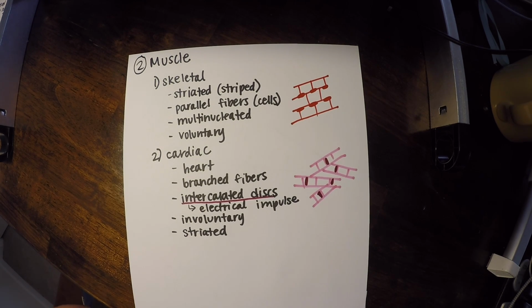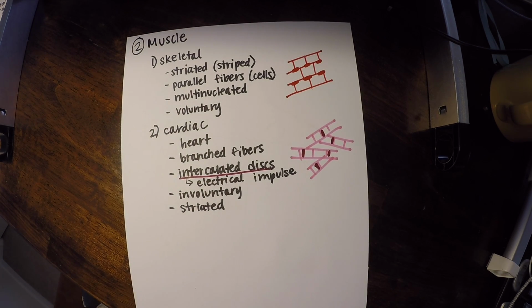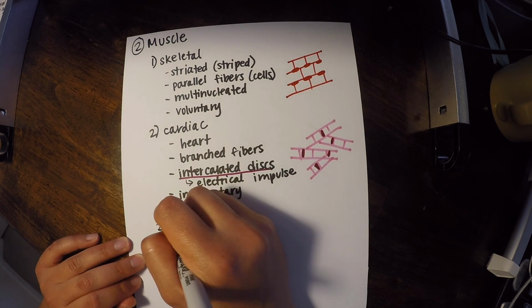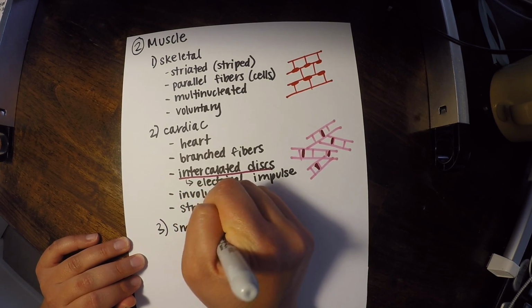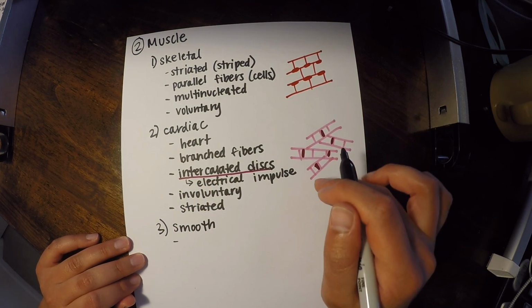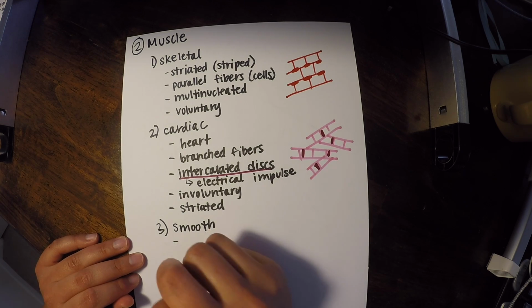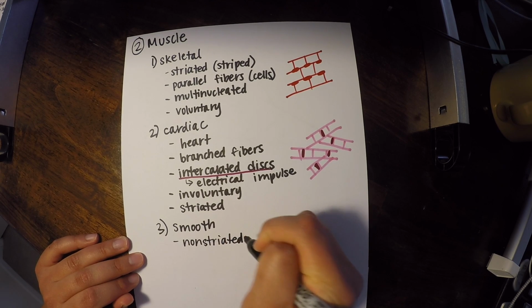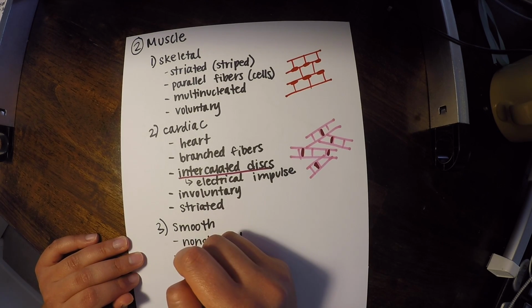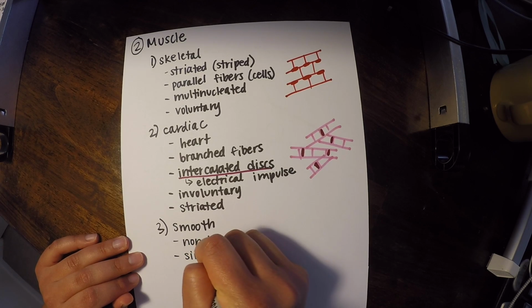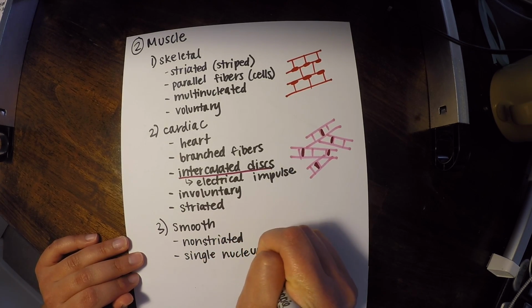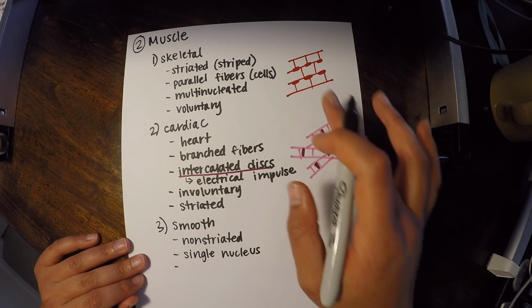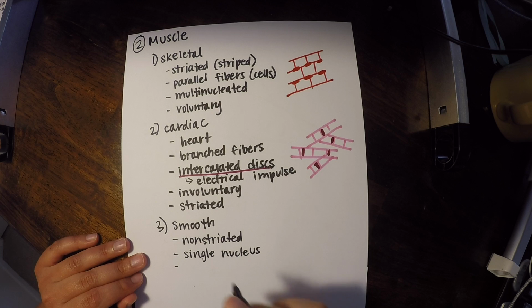Alrighty, so then our third type of muscle tissue is smooth muscle. So this is different than the other two because it's actually not striated. So we say non-striated. There's a single nucleus. The cells are actually spindle-shaped instead of similarly shaped like these. It's going to look a little bit different.